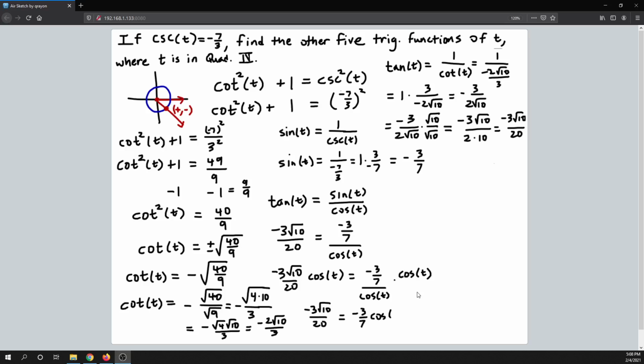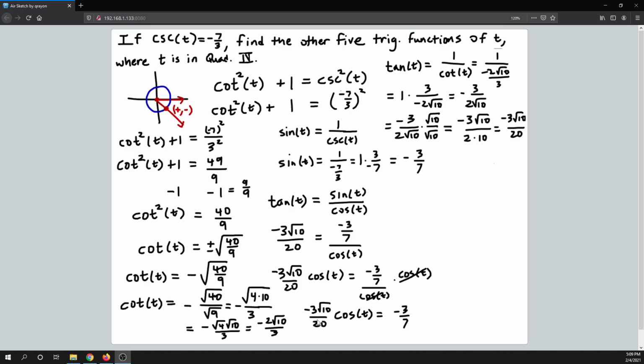Oops, actually those will all go away. In other words, this cosine will cancel with this one right here. And I'll get, oops, I forgot to write the cosine there. Sorry, let me fix that really quickly. So this is cosine t here. And I have minus 3/7 over here.